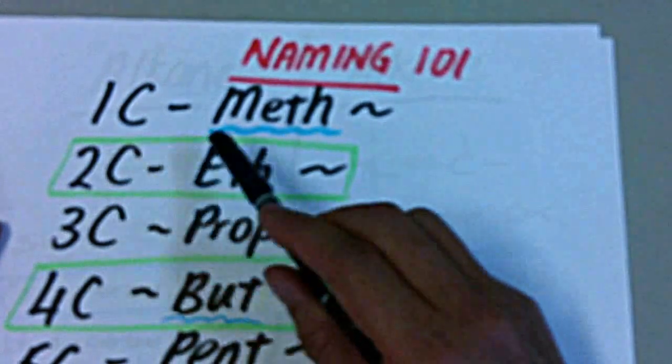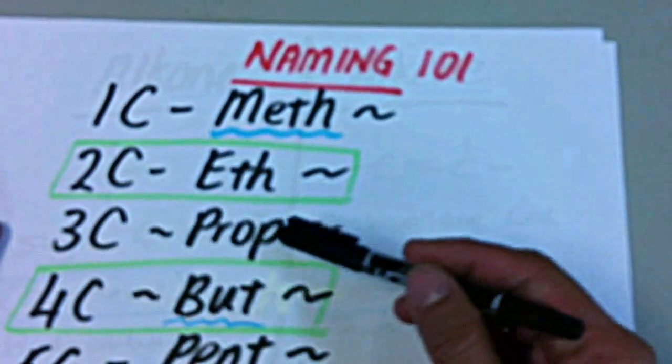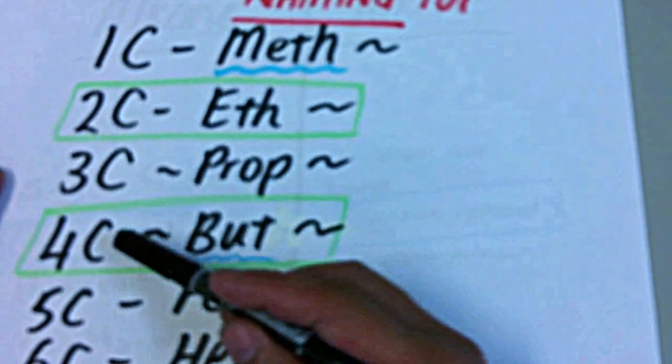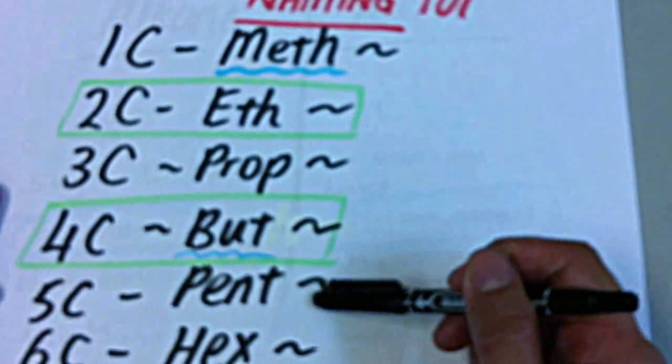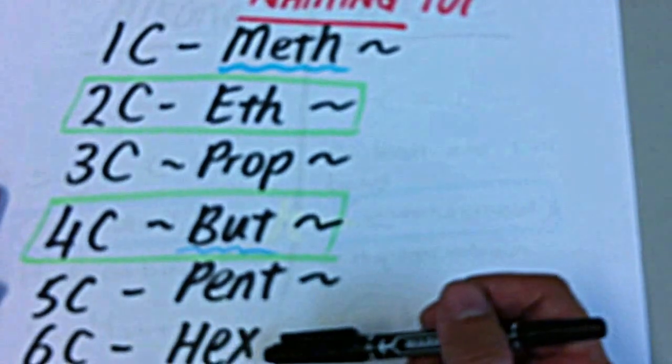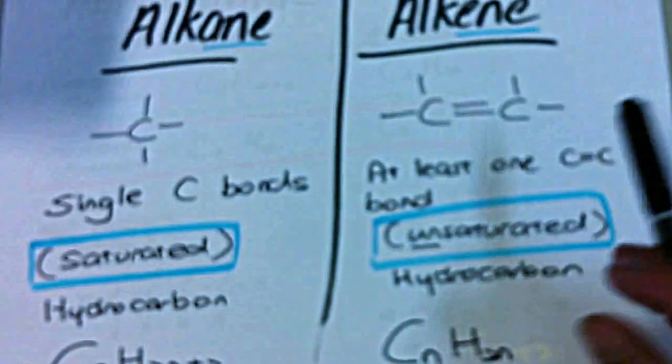If you have 1 carbon, you are known as meth. 2 carbon, eth. 3 carbon, propeller, so we call it prop. 4 carbon is known as but, not butt. 5 carbon, pent, as in pentagon. 6 carbon, as in hexagon, hex. So this is the naming for the number of carbons that are present.